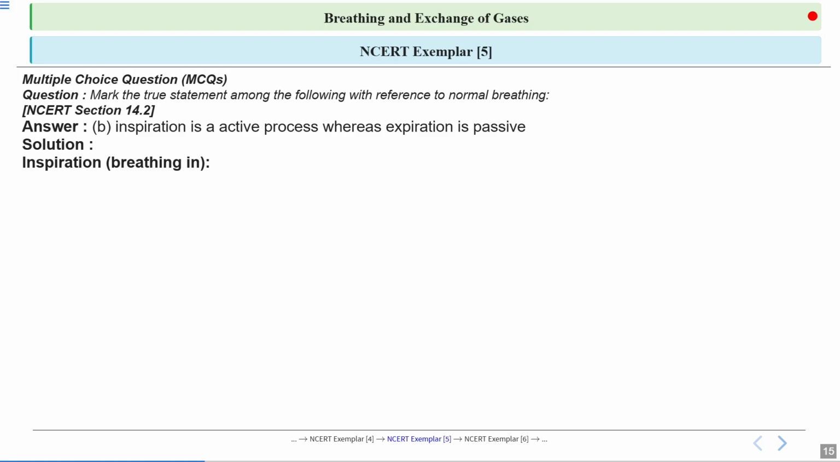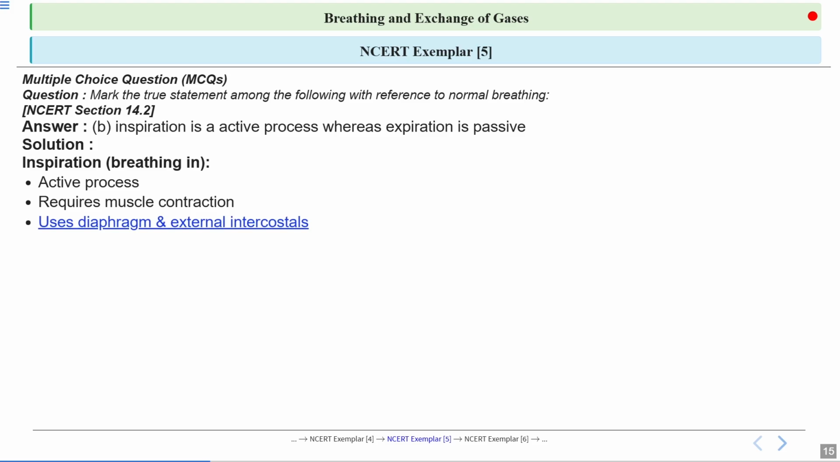Let us see the explanation of it. Inspiration, what is the meaning of it? Inspiration means breathing in. When you breathe in, you take air inside your lungs. That is an active process. How? It requires muscle contraction. There is a contraction of muscles. It uses the diaphragm and external intercostal muscles. External intercostal muscles are present in between the ribs.